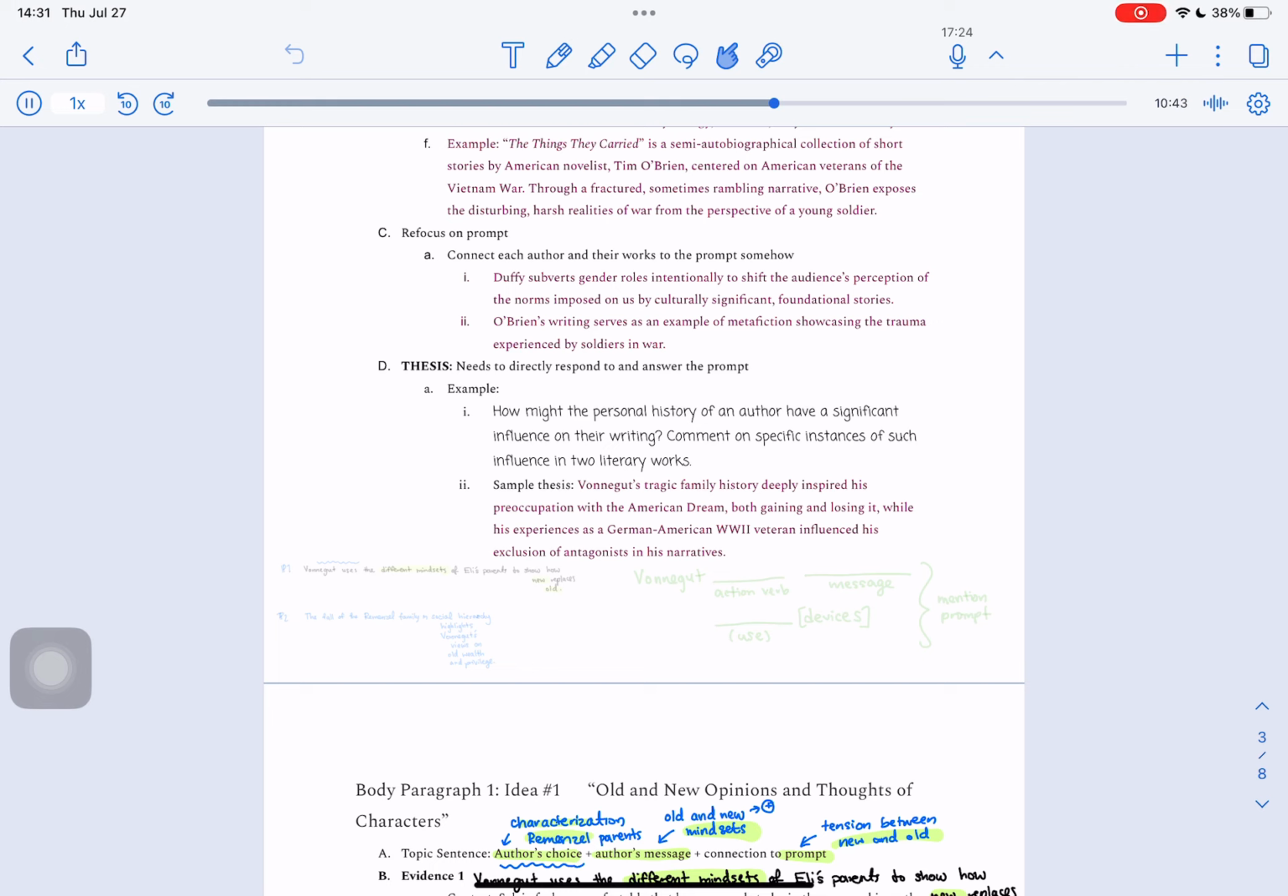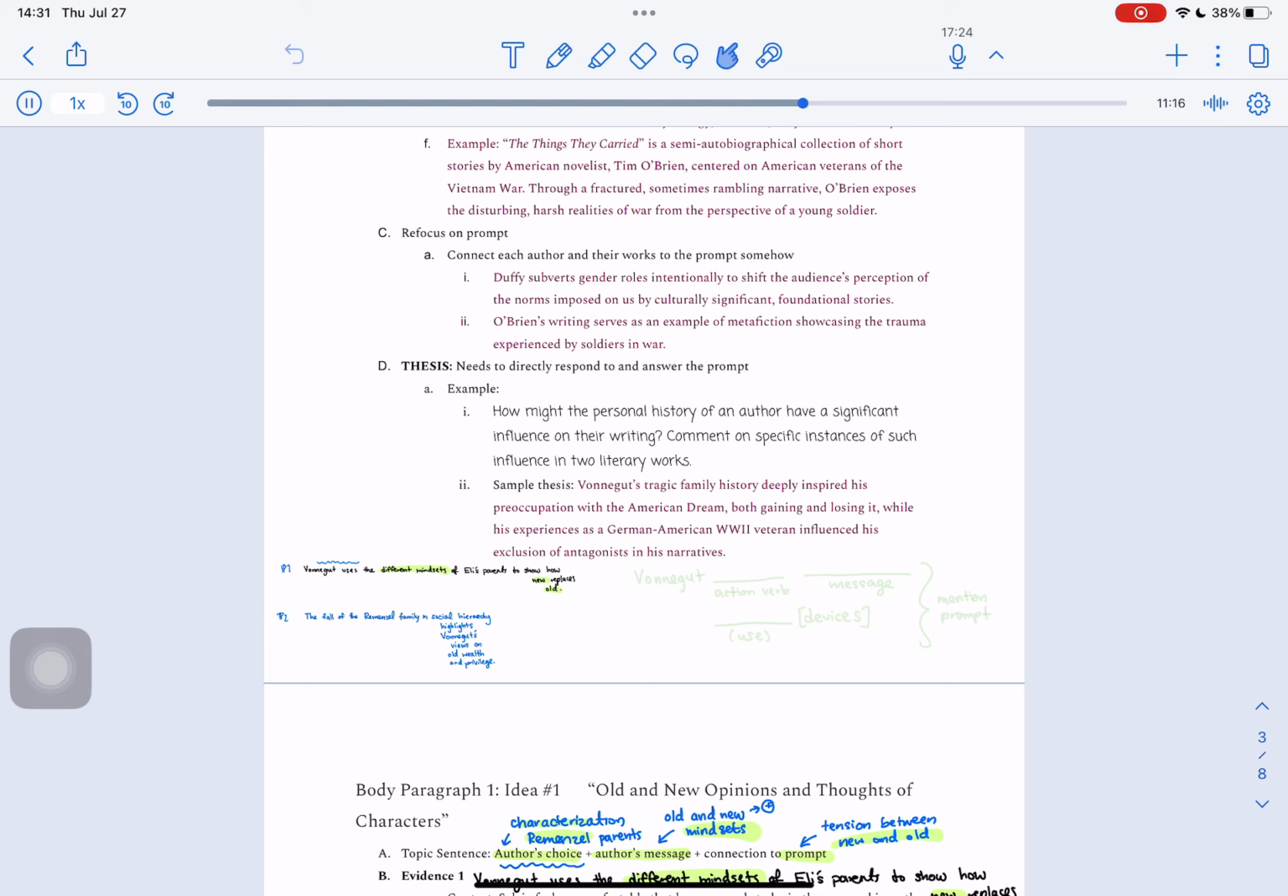Ooh, there's a lot of writing in here. Okay, make it really tiny. You just need a little tiny note. Okay, so sample thesis. This is like a 7-8 thesis, if I do say so myself. Vonnegut's tragic family history deeply inspired his preoccupation with the American dream, both gaining and losing it, while his experiences as a German-American World War II veteran, blah, blah, blah. Okay, that's a sample for a hard topic. A 7-8. Easy.